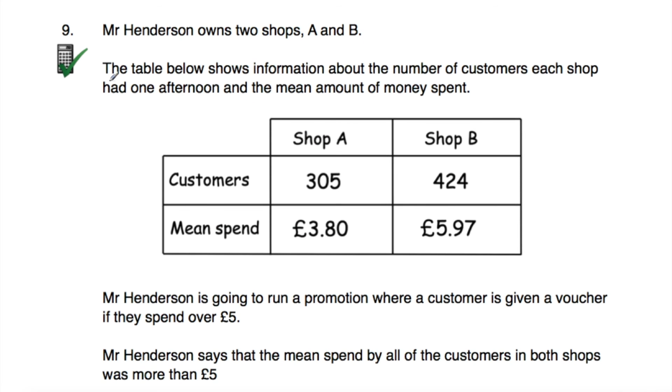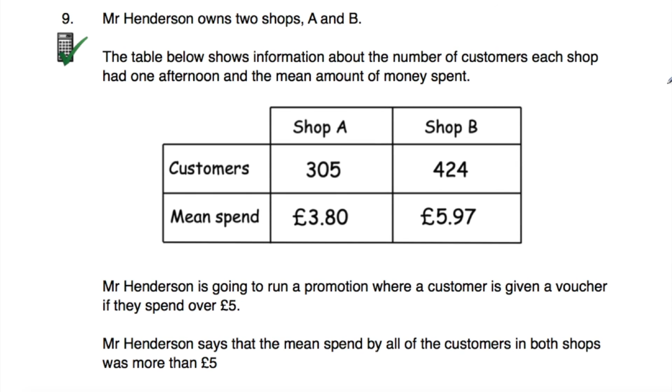Okay, let's look at our next question, question number 9. So question number 9 says, Mr. Henderson owns 2 shops, A and B, and the table shows information about the number of customers each shop had one afternoon and the mean amount of money spent. So shop A had 305 customers and the mean amount of money spent was £3.80. And for shop B, they had more customers, 424, and they actually spent more money. Their mean spend was £5.97.